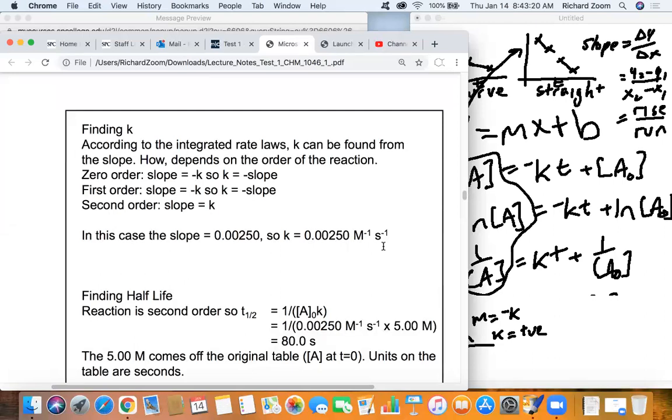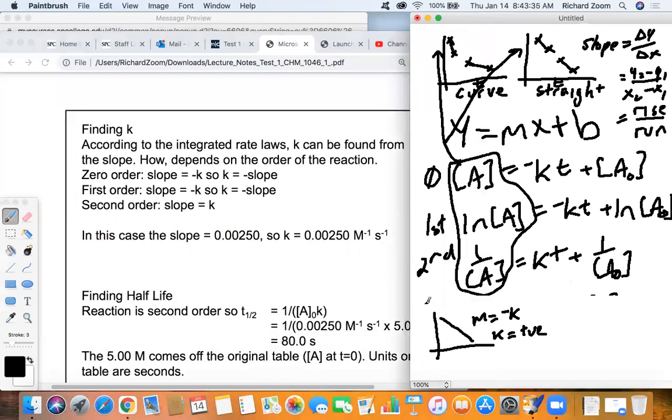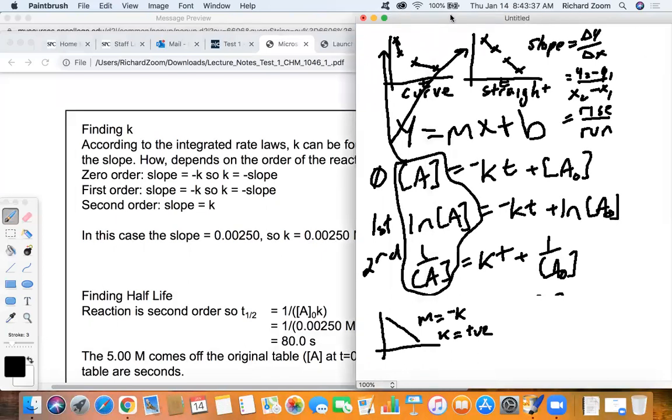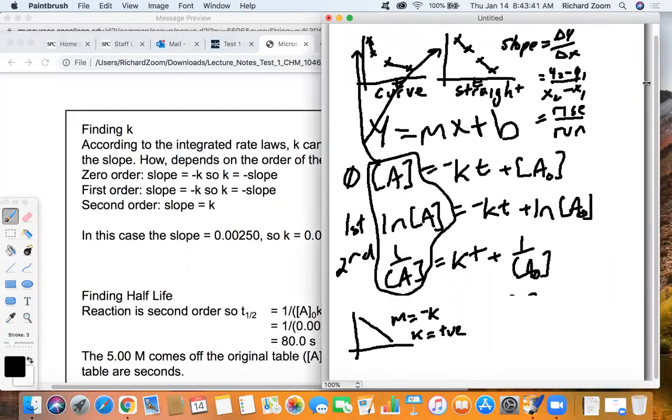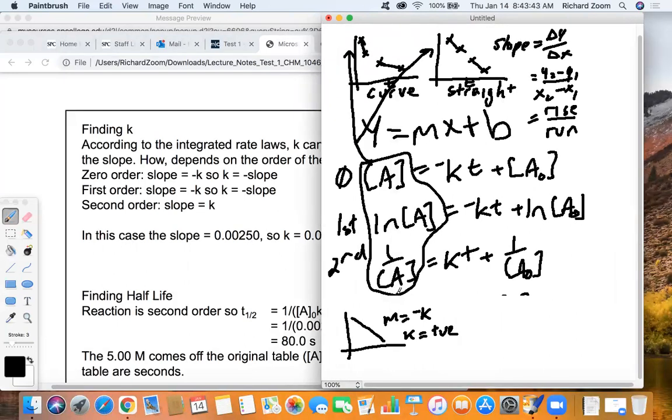And the slope units are going to vary depending upon what order we're talking about. So it's going to be different for each order. So what I'm going to do now is I'm going to show you how we determine what the unit will be on each of those. So I'll do that down the bottom here.